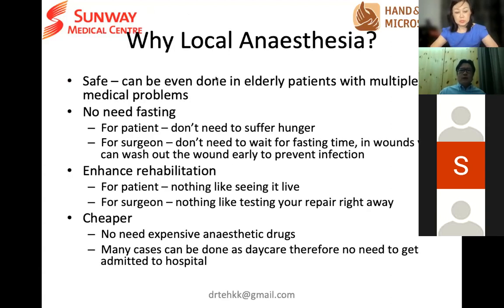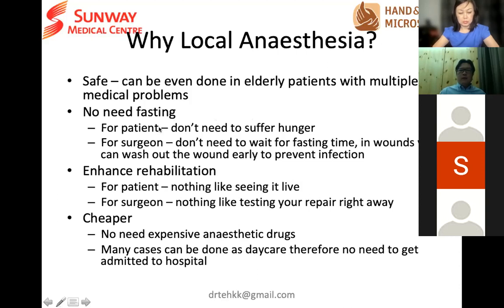So why local anesthesia? We think it's safer lah, because we know that some elderly patients can't be put under general anesthesia because the risk is high. You can get a heart attack and stroke during anesthesia. Again, the patient doesn't need to fast. Being hungry is one of those things that nobody likes. And already you are injured, and then now you are made to suffer. You cannot eat, and sometimes if your theater gets delayed, the patient will be hungry for many hours.